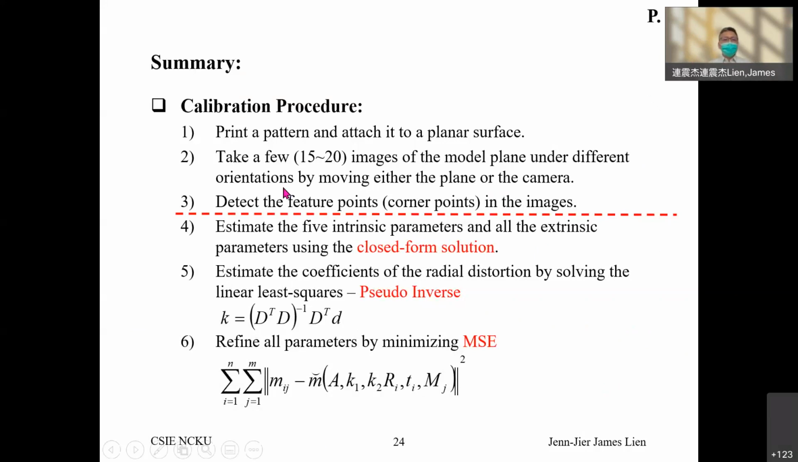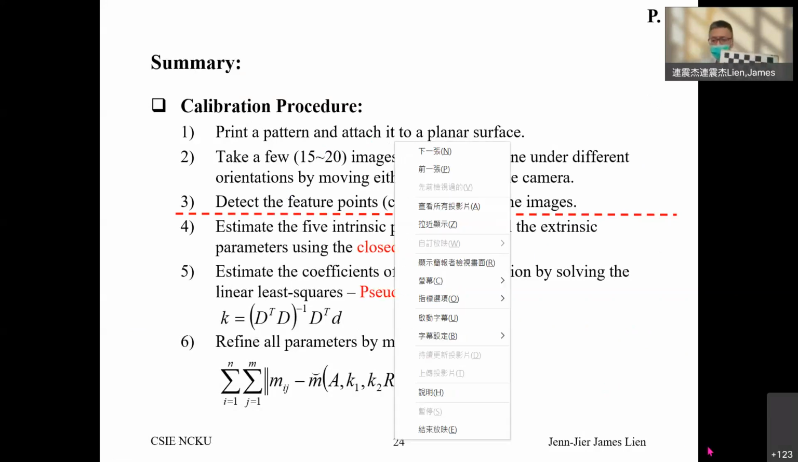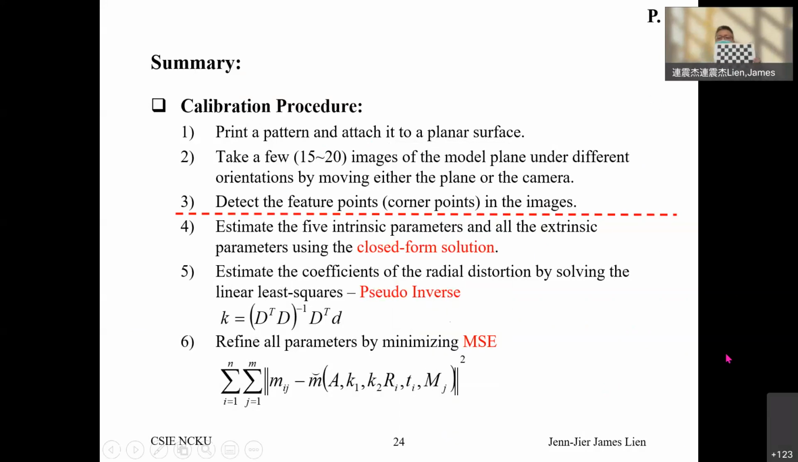So first, you try to print out a pattern and attach this pattern to a plane surface. You take 15 to 20 images, moving the pattern, doing the motion 15 to 20 times. But in the homework, we will take the photos for you. We will use one camera, take this photo 15 or 20 times, and give it to you.